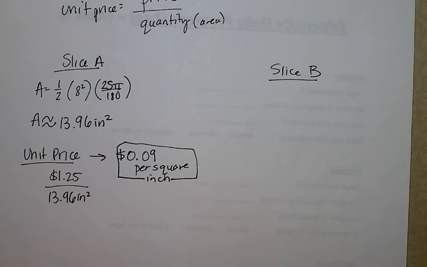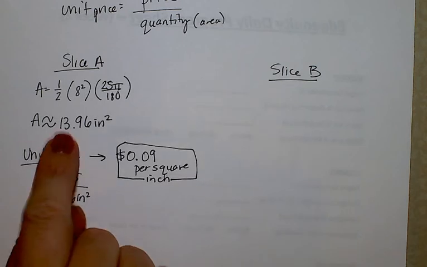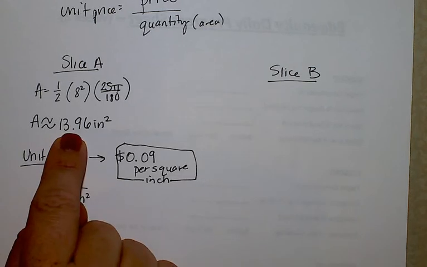How many people were able to come up with 9 cents once rounded? Hands up high so I can see. Okay, so let's break this down a little bit better so I know where there's some confusion. Who was able to come up with this area?